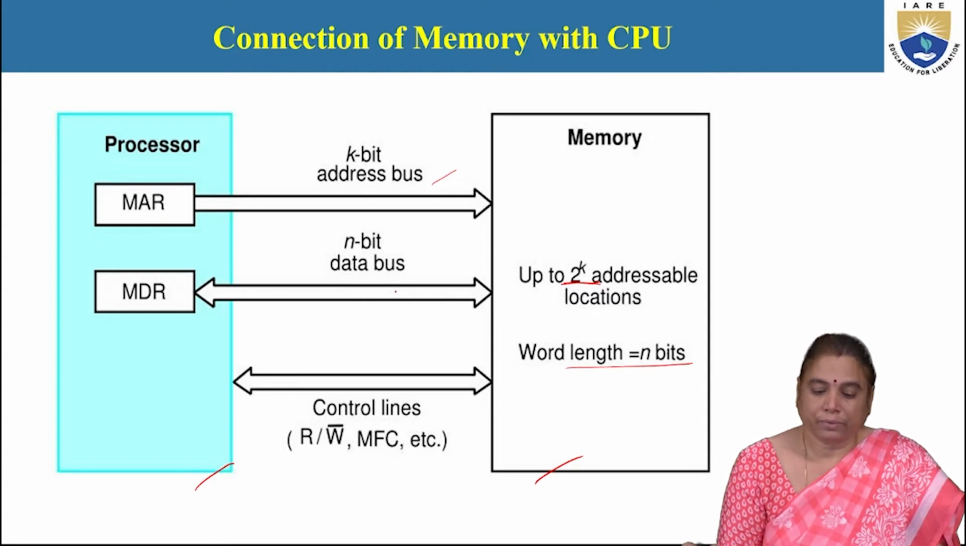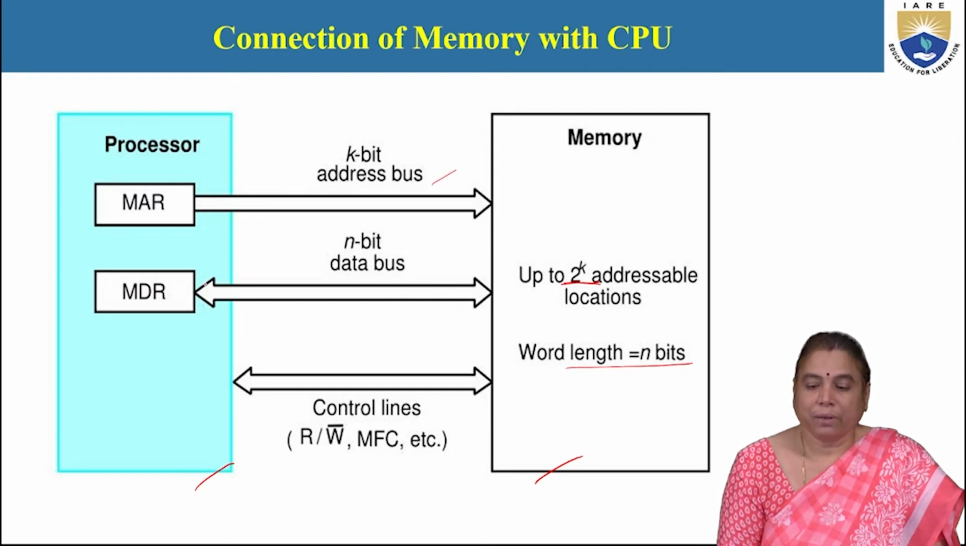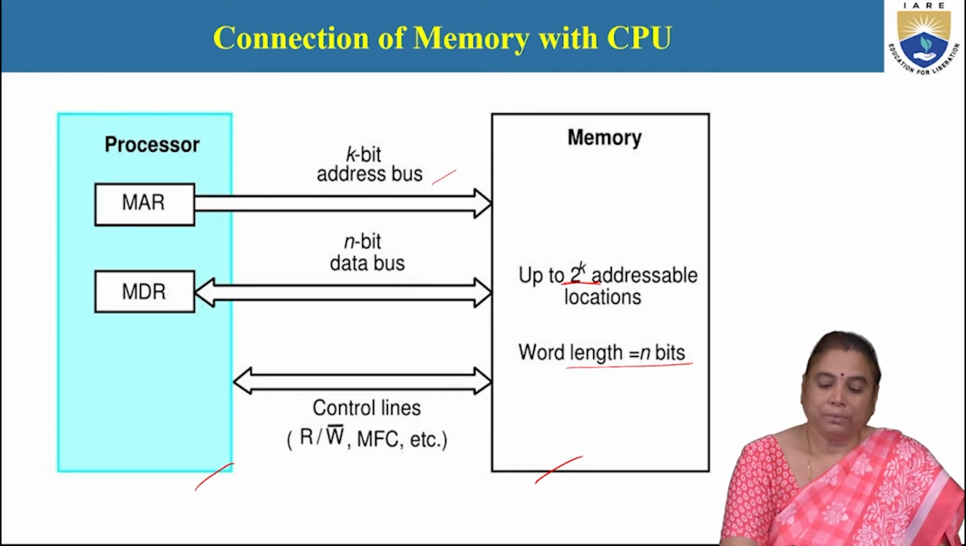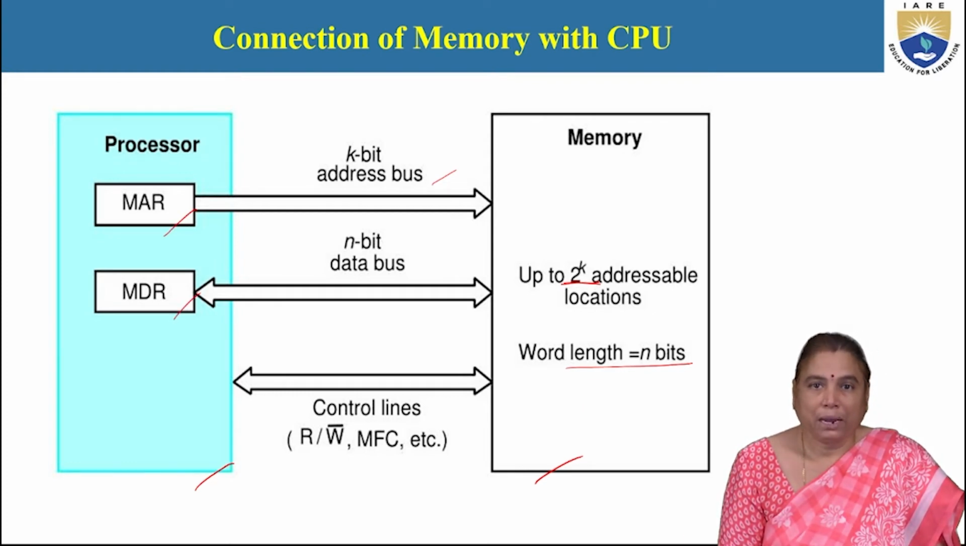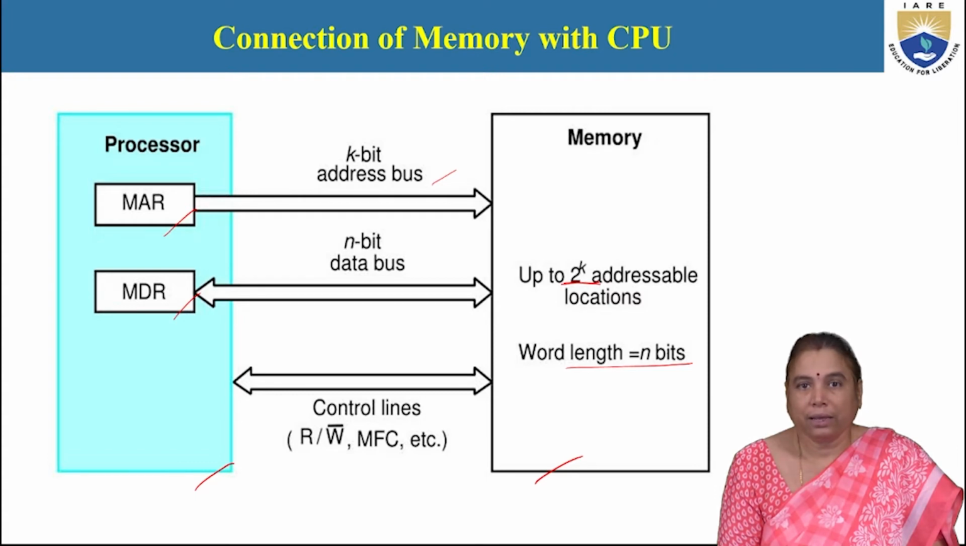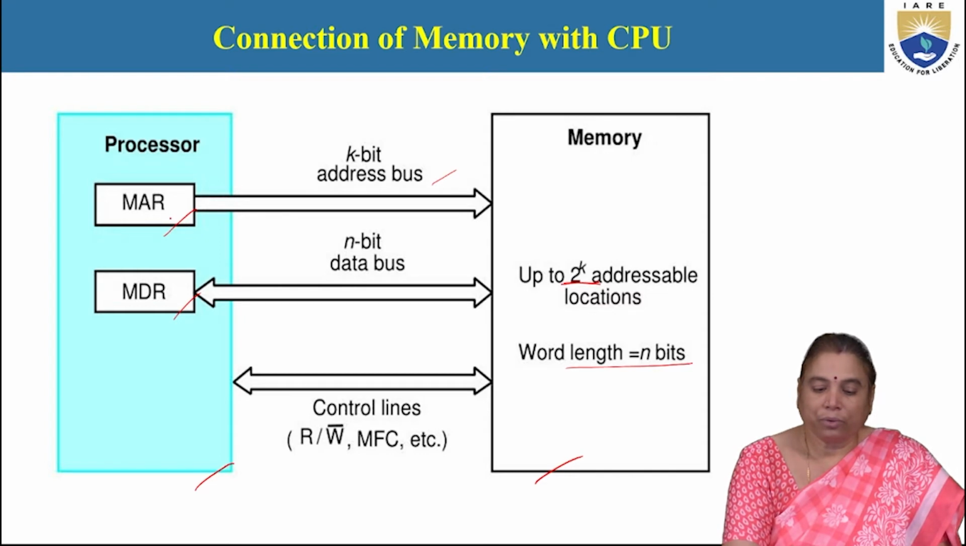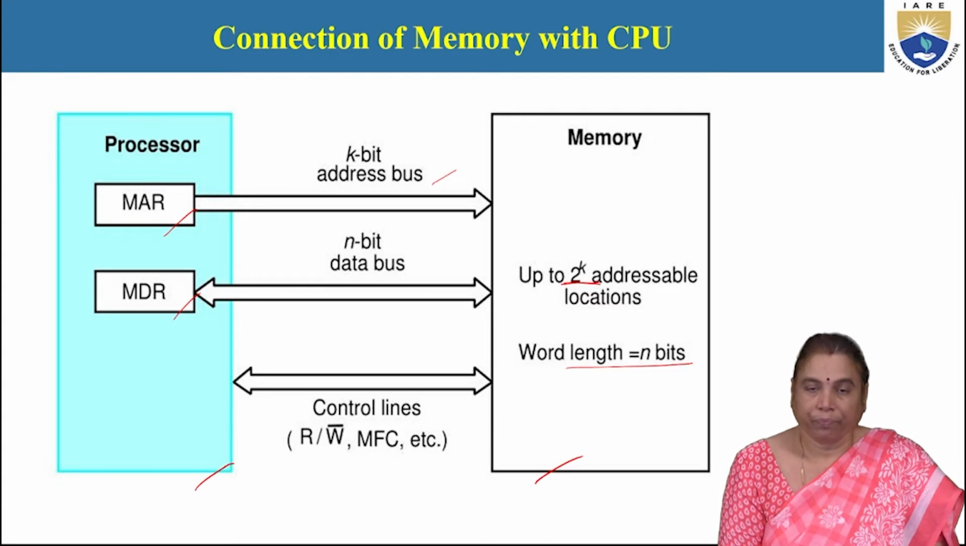Two registers are generally used to access the memory locations. One is MAR, the second one is MDR. MAR is the memory address register. Each word or location of the memory can be uniquely identified by a number that is generally called the memory address. So the address is located or pointed to with the help of the MAR register.